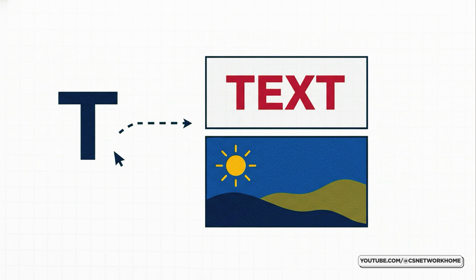And what if you need to add some words? Easy. The text tool is awesome because it automatically puts your text on its very own dedicated layer. Why is that a big deal? It means your text stays completely editable. You can change the words, the font, the color, whatever, and you'll never mess up the image underneath.